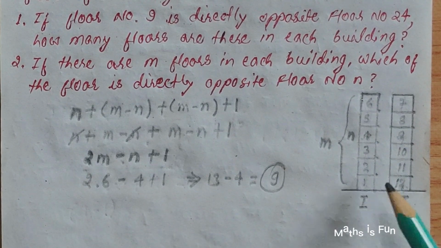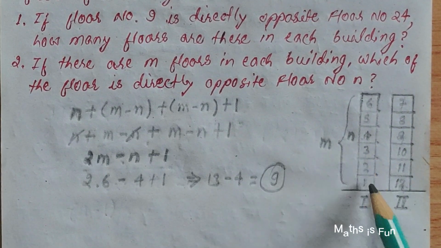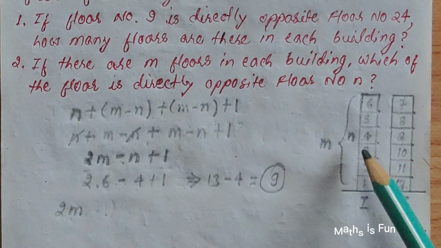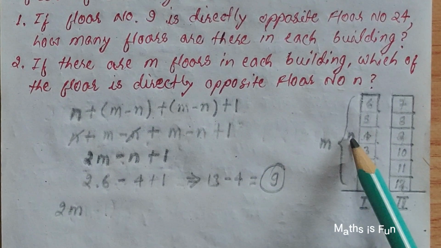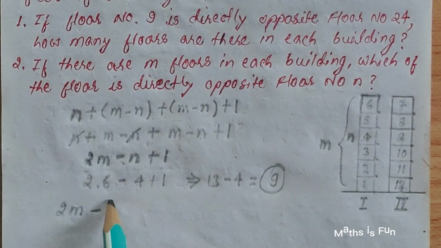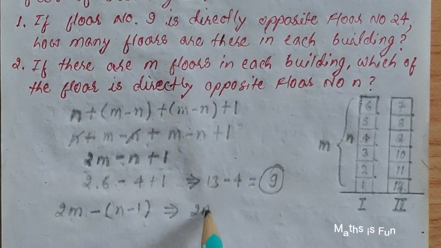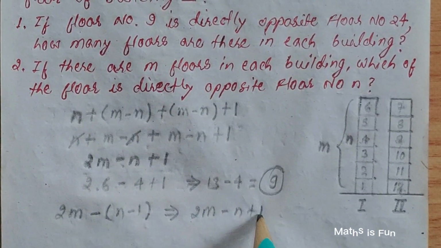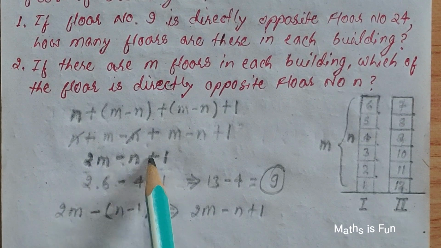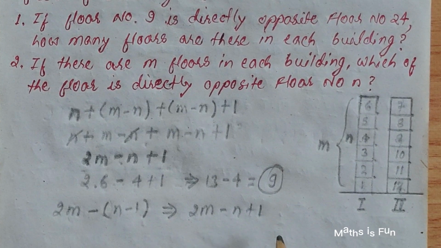So let's do it. How many floors are there in both these buildings? According to our question, there are m floors in each building. So in 2 buildings that will be 2m. And we deduct the number of floors which are below n. How many floors are below floor number n? That will be n minus 1. So minus (n minus 1). Let's solve it. 2m minus n plus 1. So we see that logic number 2 also gives us the same answer, 2m minus n plus 1. So we have solved question number 2 using logic number 2 as well.